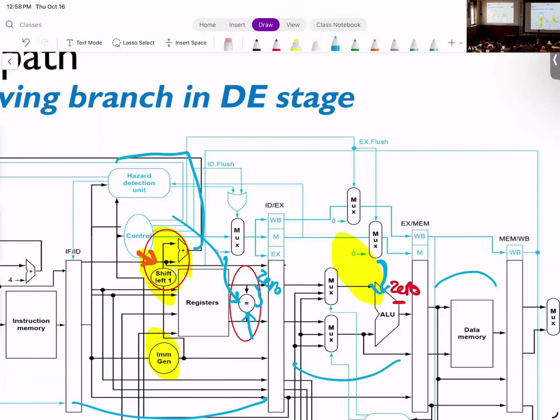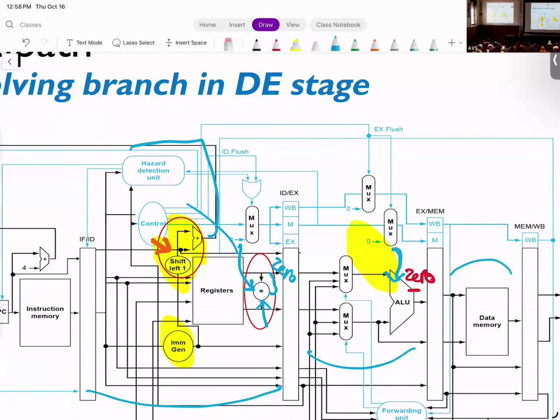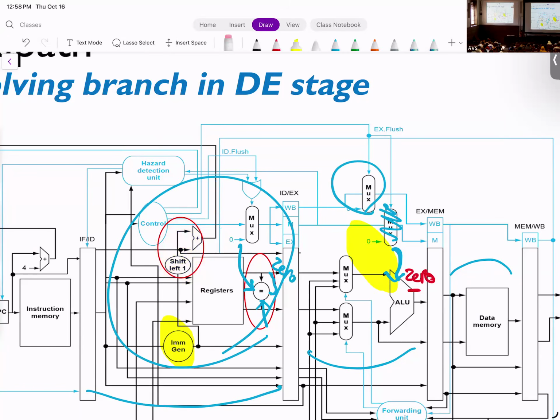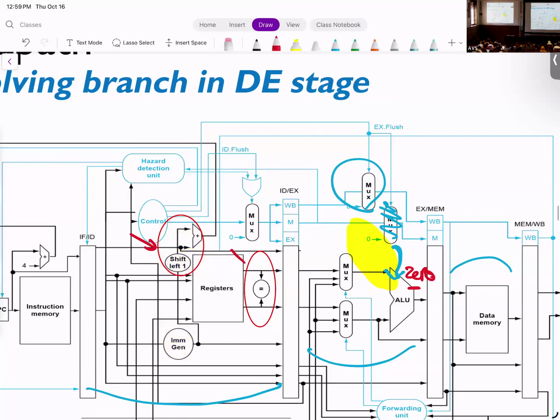Adding another box where? I'm not adding another ALU or mux. The muxes here are the ones we added to do the flushing. I'm not adding additional muxes. I'm just moving the ALU, just moving this adder here. I'm adding these two red things, so this one and this one.